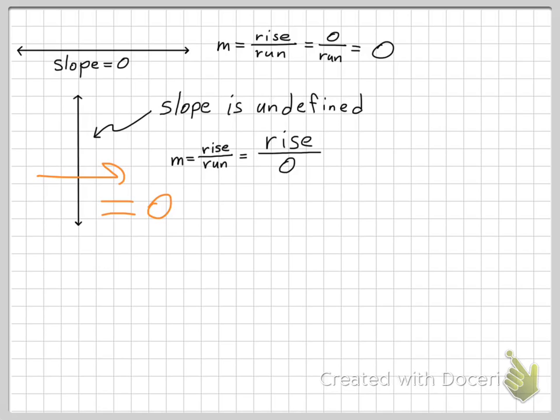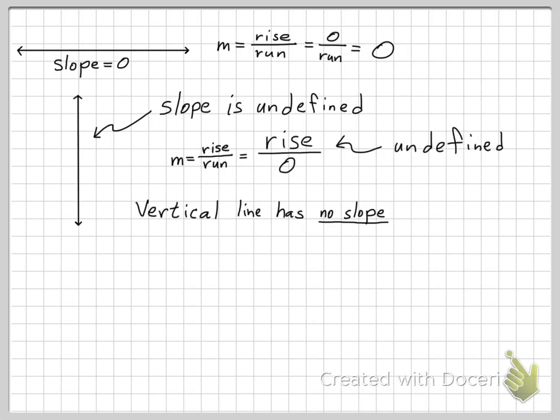There's no left or right in a vertical line. So the run has a value of 0. And remember, anything divided by 0 is undefined. So a vertical line has no slope, or it's said to be undefined.